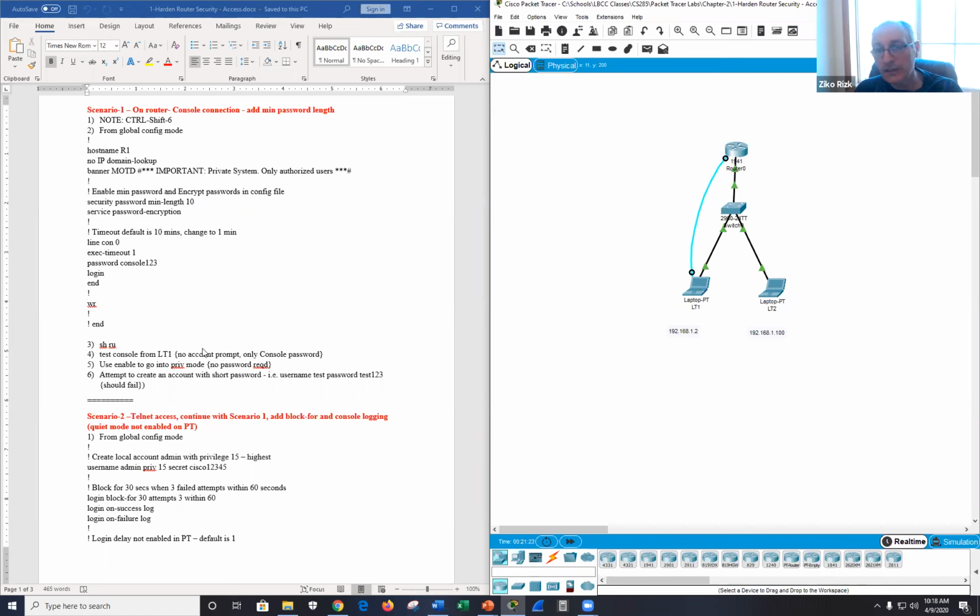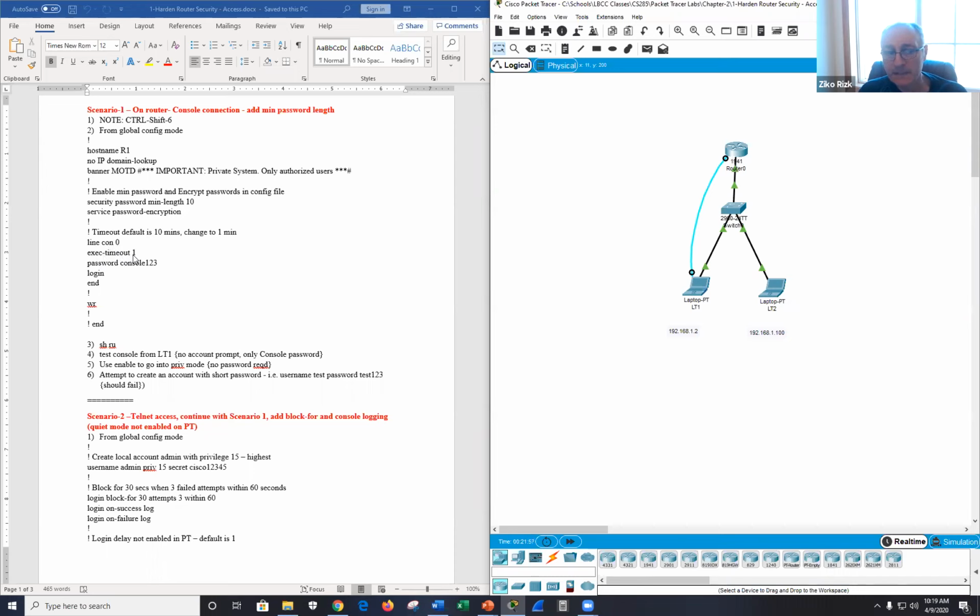And anyone that's looking over your shoulder can see the password. And we want to prevent that. And we can prevent that by encrypting that password. And this is what this password encryption does. And this is a very poor encryption, but at least, you know, if someone is watching over your shoulder, they will not be able to see that password. And then coming down to the console zero, I'm saying I'm going to enable a single console connection. Exec timeout one, which means if you don't use it for a minute, it's going to kick you out.